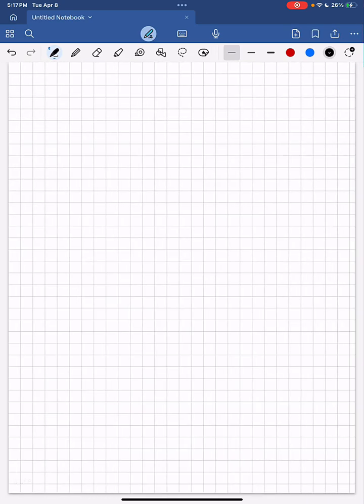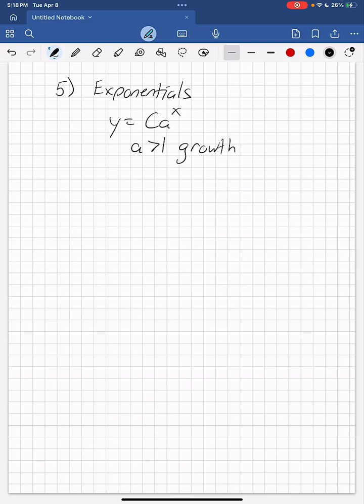And so now let's talk about exponentials. So with our exponentials, if we have something in the form of y equals c a to the x, our conditions were that if a is greater than 1, we have growth. And if a is between 0 and 1, we have decay, right? Then c is our initial value.